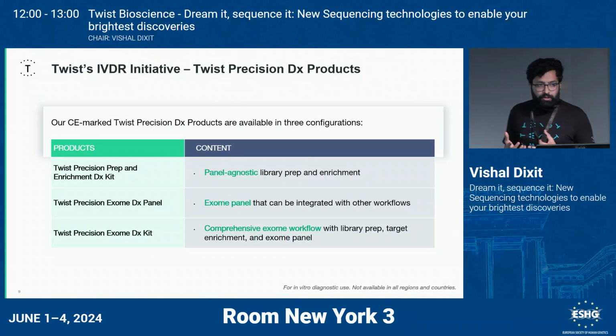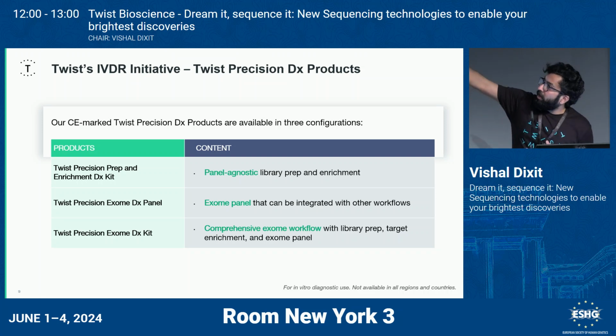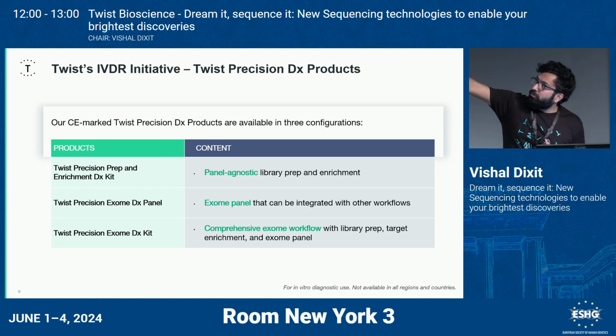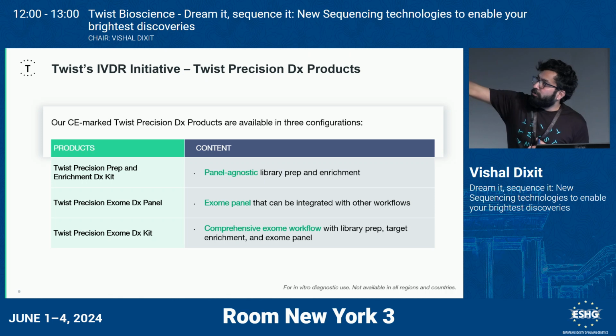As you know, Twist is quite agnostic. For other labs who are not interested in an exome but in small custom panels, like oncology labs and pathology labs, we are also panel agnostic, which means you can still use our IVD-marked Twist Precision library prep and enrichment, and Twist can help you benchmark your custom panel as CE-IVD marked. We also have the Twist Precision Exome DX panel that you can use with any other workflow. And finally, the third product is a complete product, which means we provide you the library prep kit, standard hybridization, and the exome as CE-IVD marked.